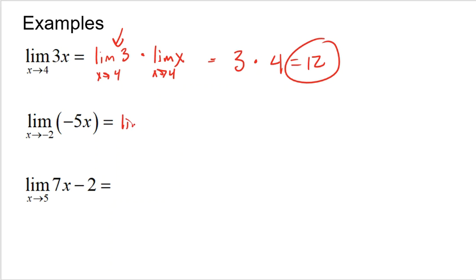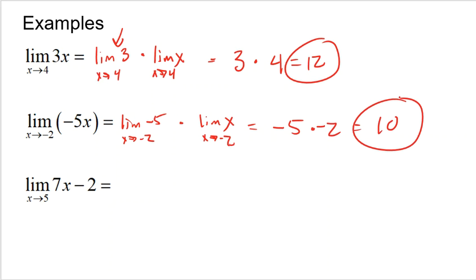Here's another one. So we're going to separate this. It's the limit of negative 5 times the limit of x, of course, as x approaches negative 2. And we're going to say, all right, well, the limit of a constant is just that constant, so negative 5. The limit of x is the value that we are approaching, which is negative 2. In that case, we get positive 10.